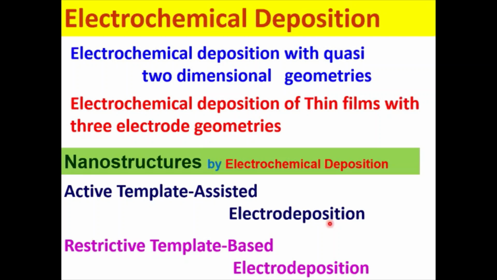The simple way is electrochemical deposition with quasi two-dimensional geometry, and then electrochemical deposition of three electrode geometry or thin films. And the nanostructures, right? Using these two, we can get nanostructures by optimizing some parameters. These nanostructures you can either get with an active template assisted electrode deposition or restrictive template assisted electrode deposition. So overall, everything you try to get by electrochemical process.